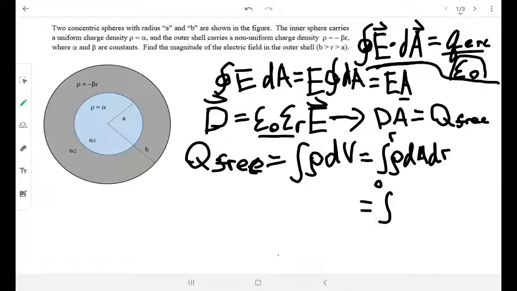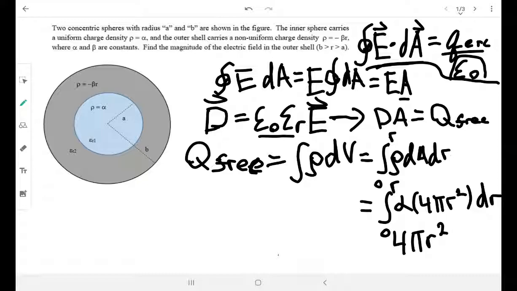So I can rewrite this integral as 0 to r. I'm going to rewrite rho as alpha. My dA is just the surface area of a sphere, times dr. And when I finish this part of the equation, when I take this integral, I just wind up getting that the Q free is equal to 4 pi r cubed divided by 3 times alpha.